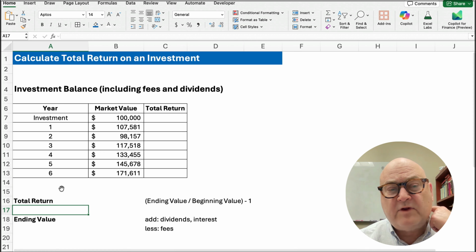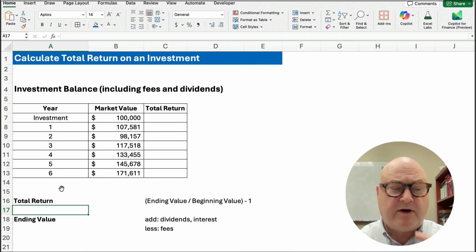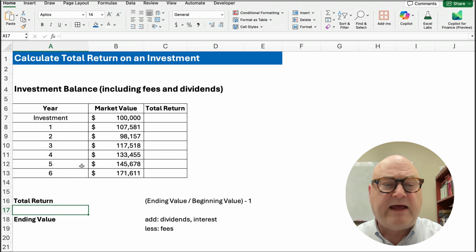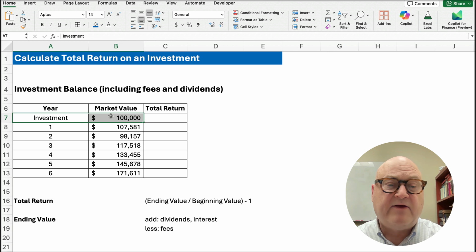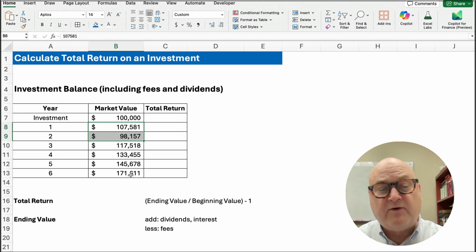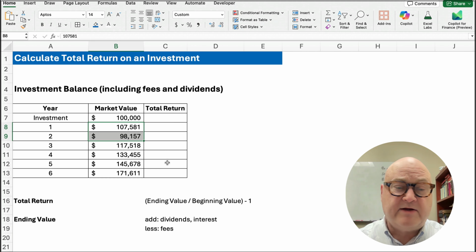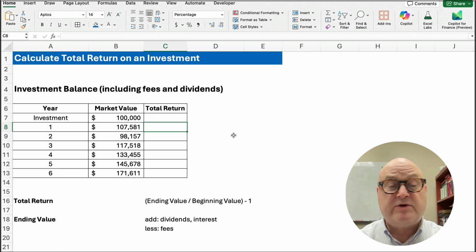So what we have is a total return on an investment. Let's say we have an investment in year zero, basically, a $100,000 investment, and it grows to 107 and then dips down to 98 and then it grows so on over several years. Well, we can calculate a total return for each of those years.